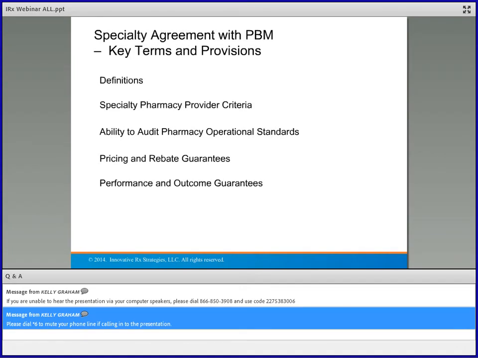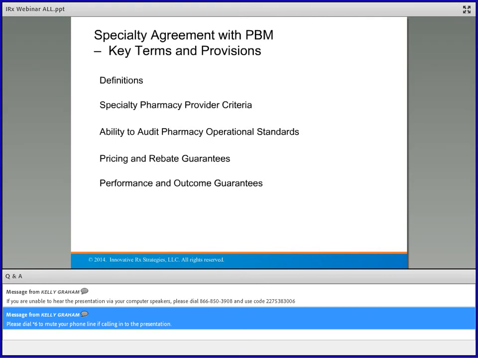And the other thing you need to ask for is really the ability to audit that. You want to make sure that if you've contracted with that PBM, or their specialty pharmacy, to provide those certain services to your members because you're paying the cost, you have the ability to basically say, I want to see the records. There may be phone calls. I just want to make sure that you're actually doing that. It's asking for that ability to audit the PBM's operational standards to verify that.